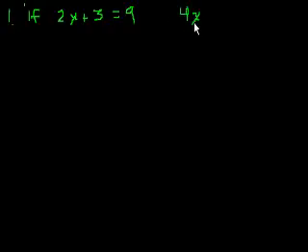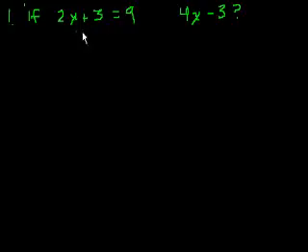So the first problem, number 1, says, if 2x plus 3 is equal to 9, then what is 4x minus 3? Well, this is just a very basic algebra problem. If you don't remember how to do this, you should probably review the level 1 and level 2 linear equations lectures that I have in the algebra playlist.